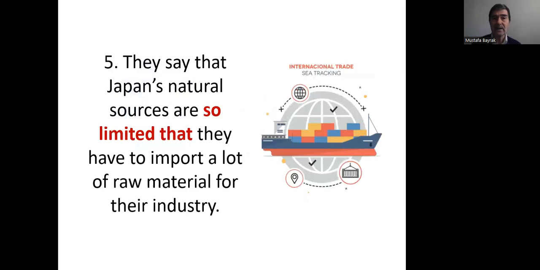Dialogue 5. They say that Japan's natural sources are so limited that, so adjective that, after to be, so limited that they have to import a lot of raw material for their industry.